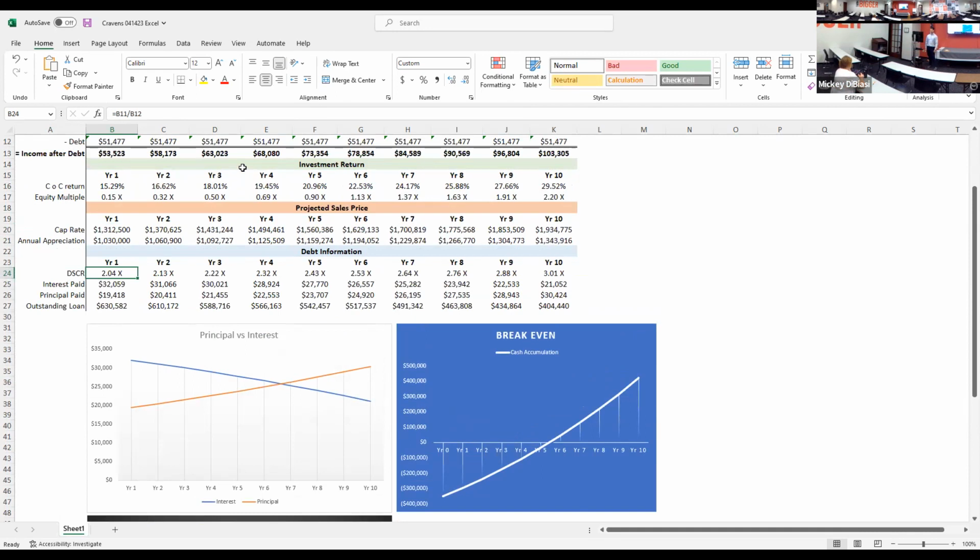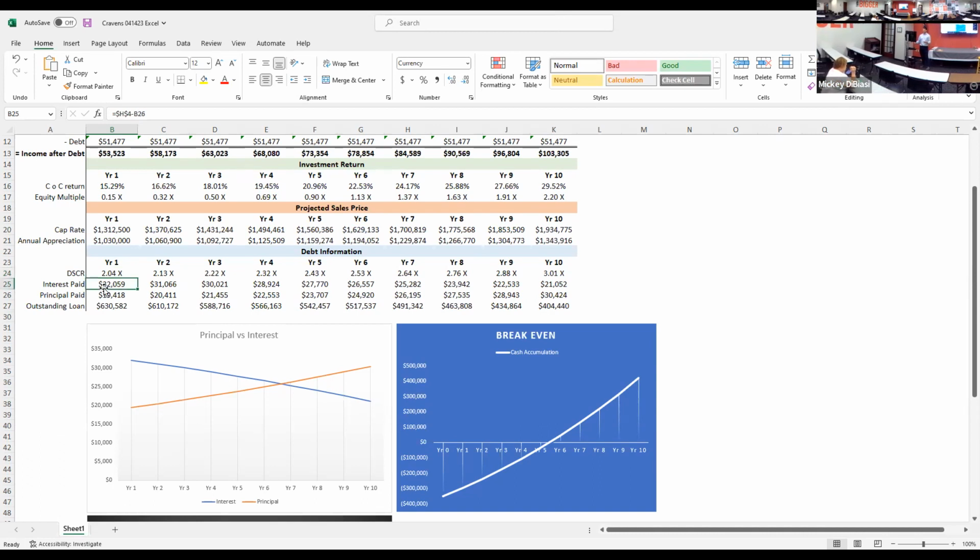So that's good. Is it debt service what ratio? Debt service coverage ratio. Okay. So your net operating income has to be at least 1.25 times your debt service. And in this case, we're well above that. This looks like a pretty good investment.